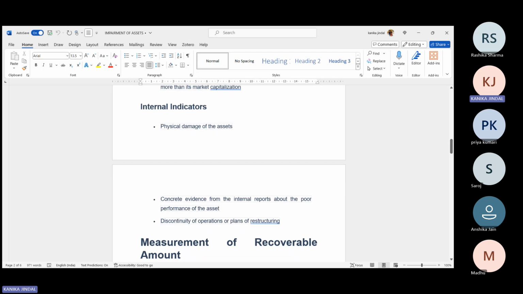Now, internal indicators are physical damage to the asset due to some mishap or some event. Then the concrete evidence from the internal reports about the poor performance of the asset. The asset is not able to perform in an efficient manner, or discontinuity of operations, or plan of restructuring. So there can be a problem in continuing the operations, or there can be a proposal of restructuring. So these are the internal factors.